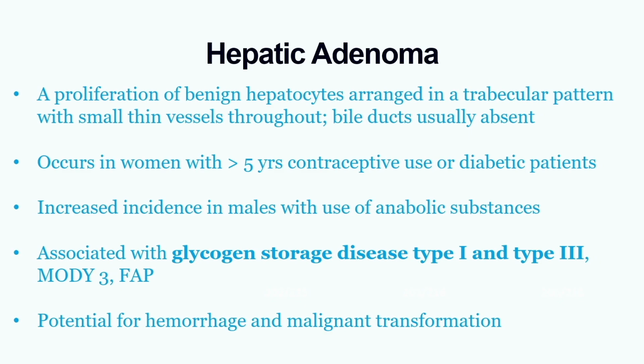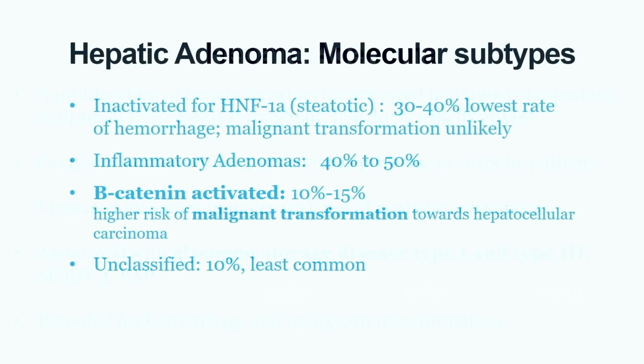So it's a proliferation of benign hepatocytes, typically happening in women. There are some risk factors, such as oral contraceptives, diabetes, association with glycogen storage disease, von Gierke, which is type 1, and then type 3, maturity onset diabetes of the young, and even FAP. So there are multiple risk factors, and I think of it especially now with the fatty liver disease, an insulin resistance risk factor is also possible.